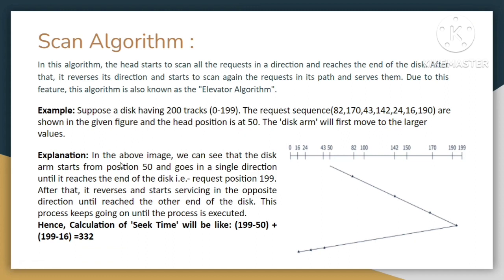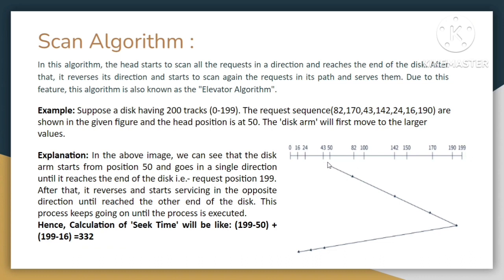In this image, we can see that the arm starts from position number 50 and goes in a single direction until it reaches the end of the disc, that is request position 199. After that, it reverses and starts service in the opposite direction until it reaches the other end of the disc. This process keeps going until all the requests are executed.